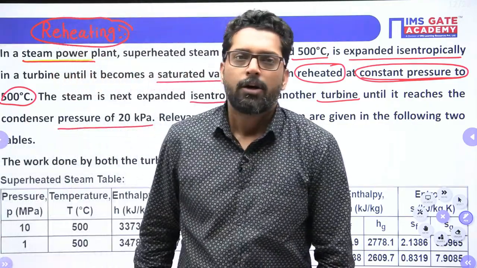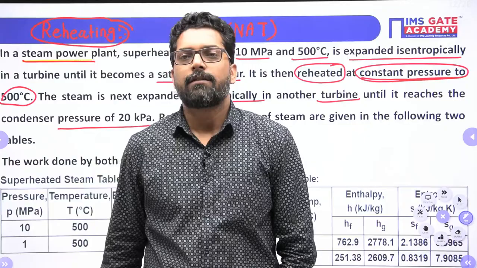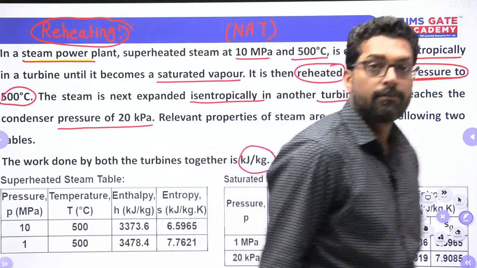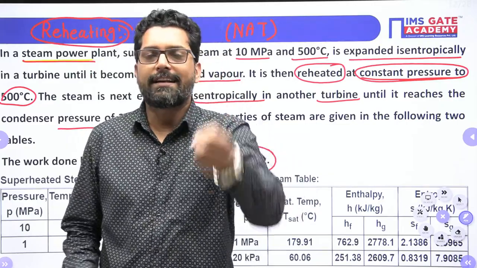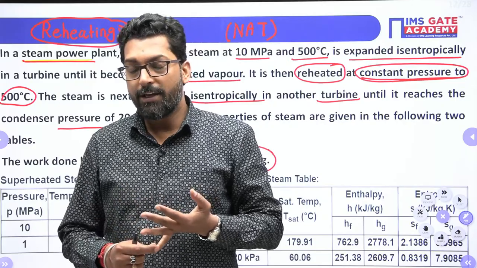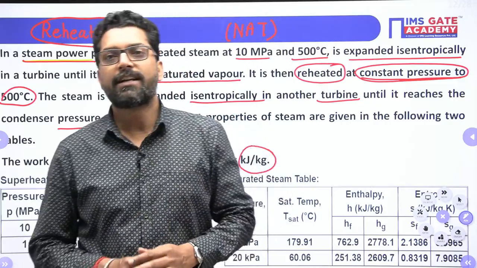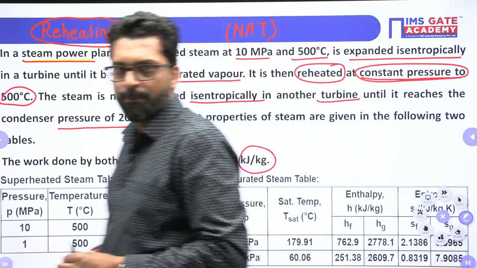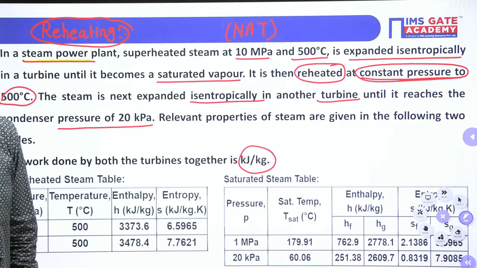Option number A, to increase the efficiency. Option number B, to improve the quality of the steam, or increase the dryness fraction. Option number C, both. Option D, we cannot say. Please, anyone reply. Why do we do reheating? Please, everyone, how much?